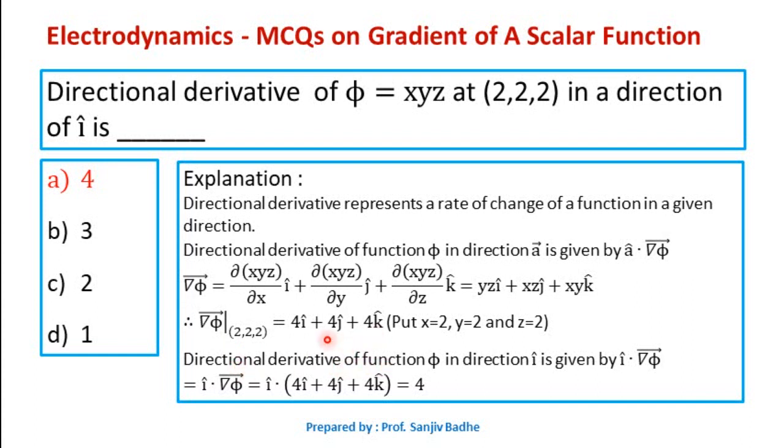Now directional derivative of this function phi in a direction i cap is given by i cap dot gradient of phi. So let us take dot product of i cap and this vector 4 i cap plus 4 j cap plus 4 k cap. This dot product will result in 4 into 1, that is 4. For i cap, the y component and z component is 0, and therefore the dot product will result in 4. So the option A is the correct option here.